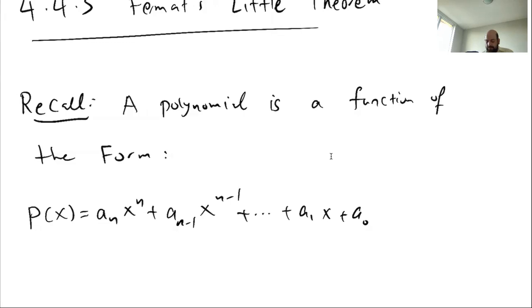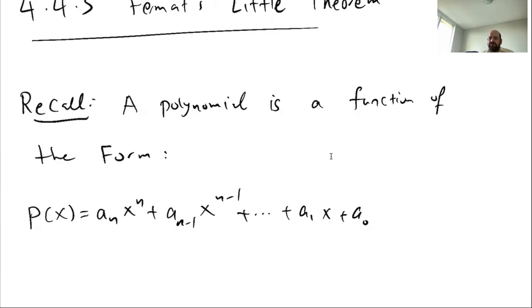Okay, so let's look at an example. An example of a polynomial in, let's say, Z5. So give me an example of a polynomial in Z5. A polynomial still has the same definition as before.